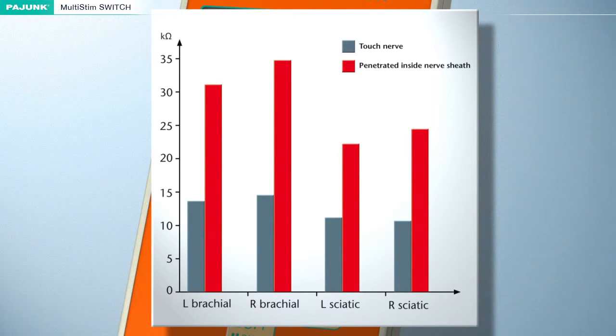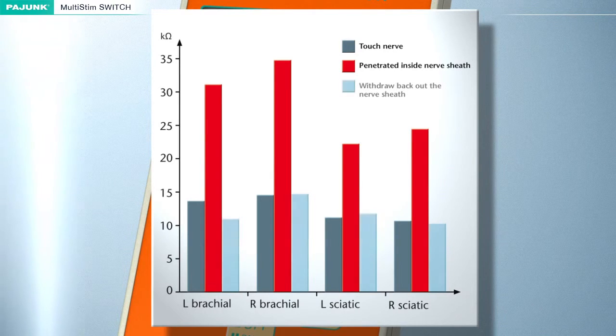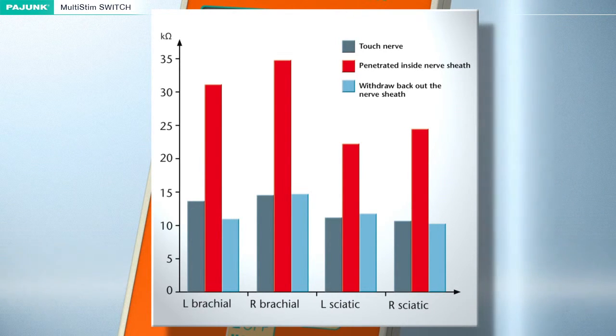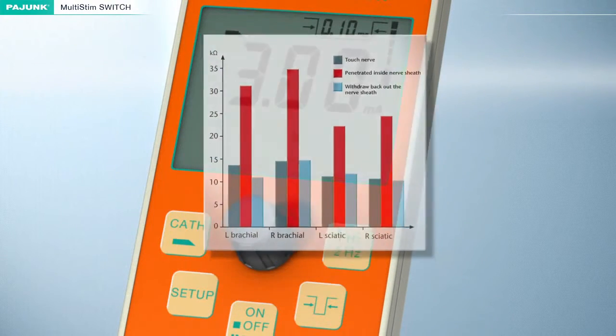It is therefore possible for the first time to recognize and correct intraneural cannula placement in advance, before anesthetic is injected. In our example, the nerve stimulator would also indicate this misplacement acoustically, as a threshold value of 25 kiloohms is programmed in advance. This resistance measurement is so sensitive that a reliable result will only be guaranteed if the highly precise Pajunk stimulation cannulae are used.